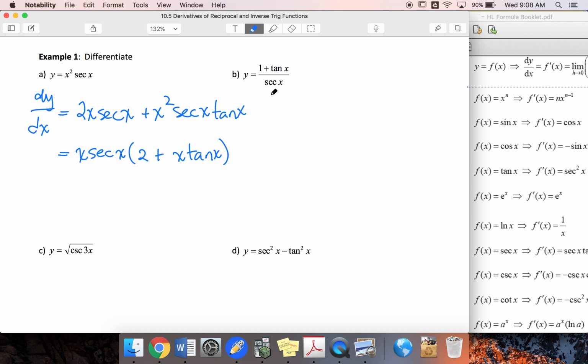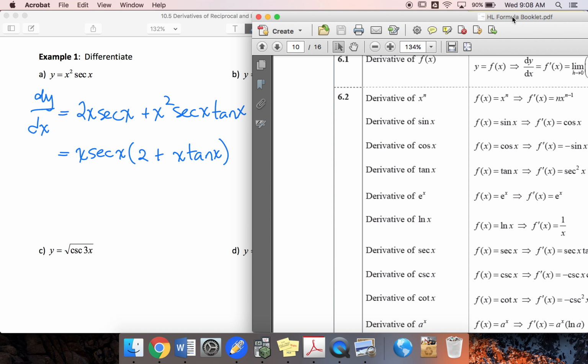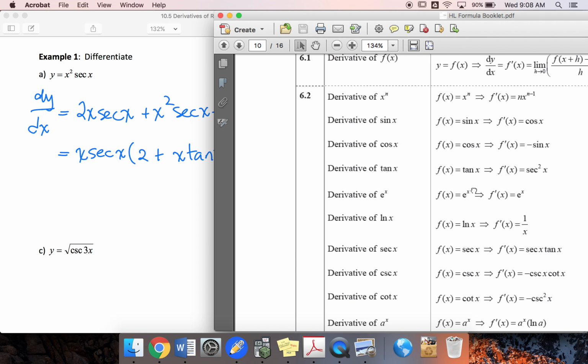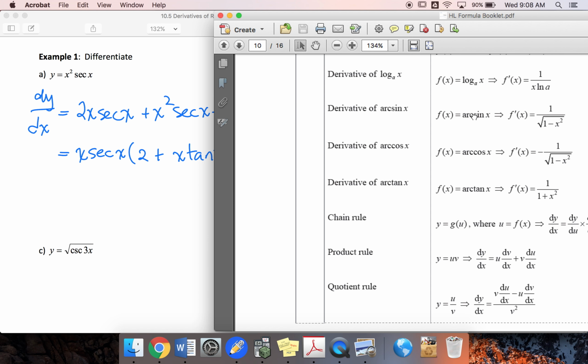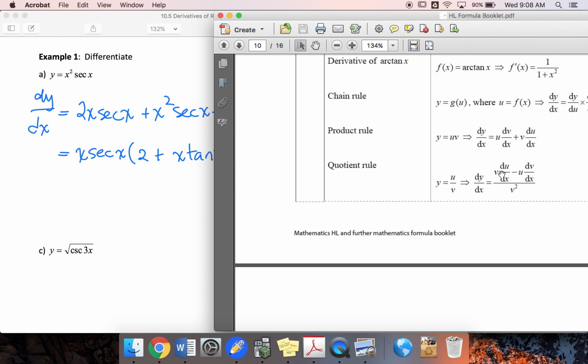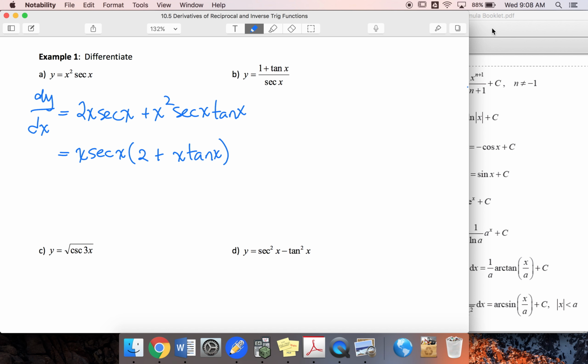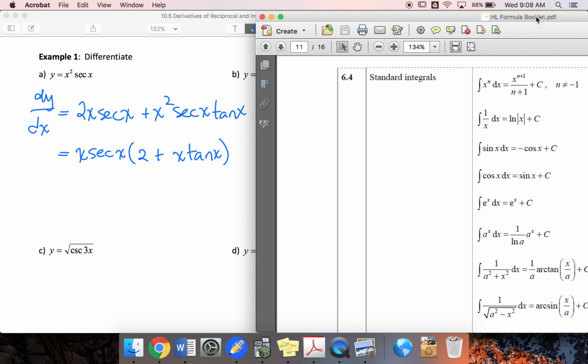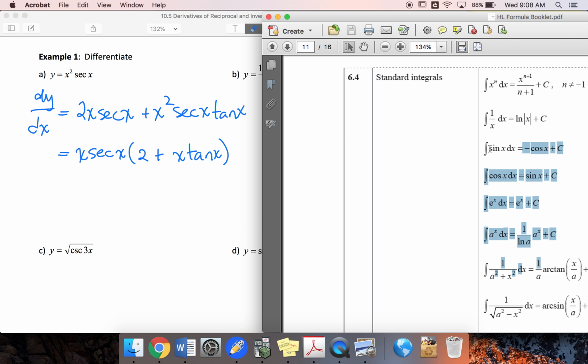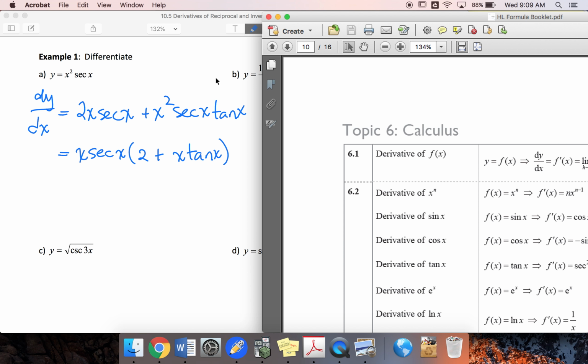I've got quotient rule for this one. Remember, quotient rule is also in your formula booklet, so I could scroll down if I wanted to see my quotient rule down here. Basically, I've got derivative of top times the bottom minus top times derivative of the bottom over bottom squared. I'm going to slide this back over a bit for myself. And we don't want the integral page.